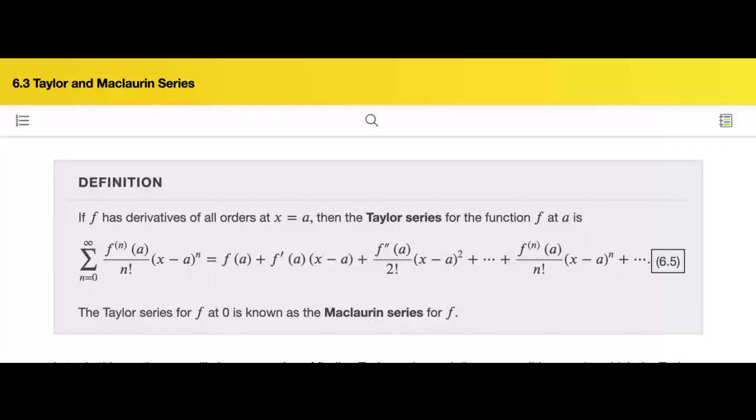So now C0, C1, C2, and so on. All those C's are represented with the function f(a), or the derivative of f, or the second derivative divided by 2 factorial, the third derivative divided by 3 factorial, the nth derivative divided by n factorial, and evaluated at a.